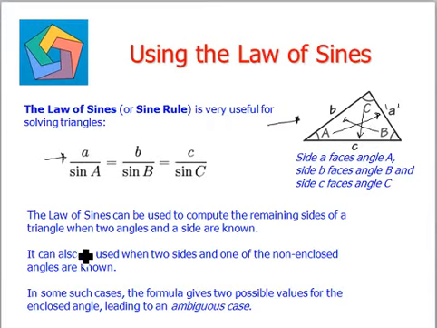Now the law of sines can be used to compute the remaining sides of a triangle when two angles and a side are known. If we are given two angles and a side, then we can compute the remaining sides of the triangle. It can also be used when two sides and one of the non-enclosed angles are known. In some cases, the formula gives two possible values for the enclosed angle, leading to an ambiguous case. Let's understand this with the help of some questions.